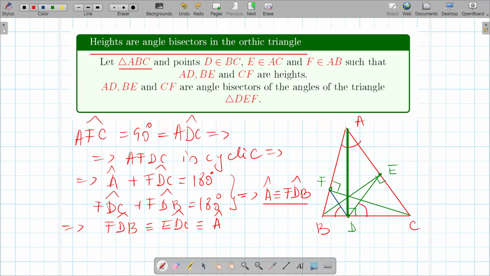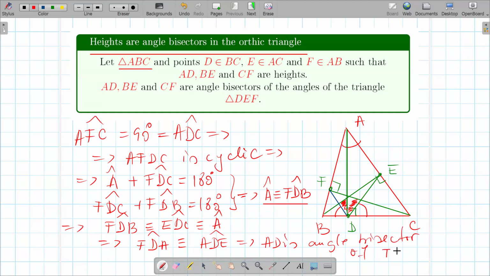So what that implies is the fact that the complements of them, no? So the angle FDA, being complement to angle BDF, is congruent to the angle ADE, which is complement of the angle EDC, no? So that means that AD is angle bisector of angle FDE.